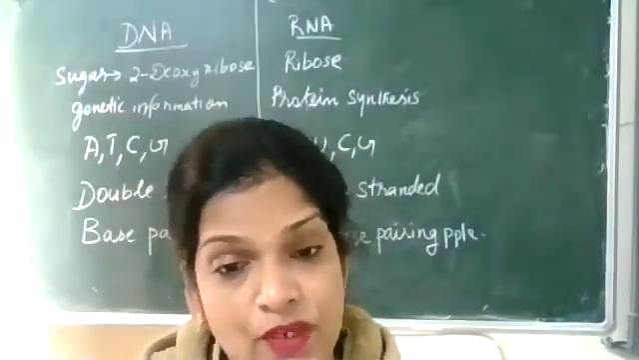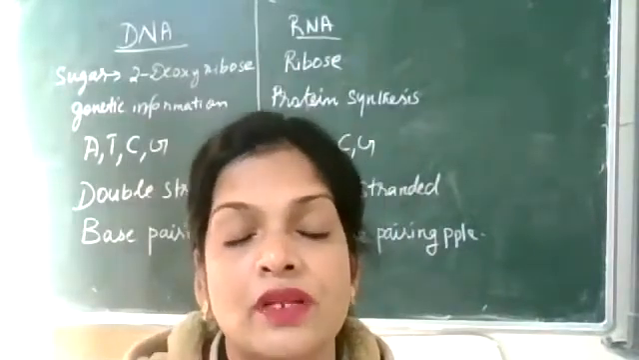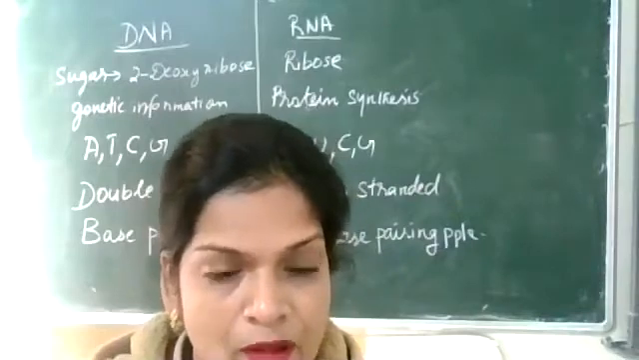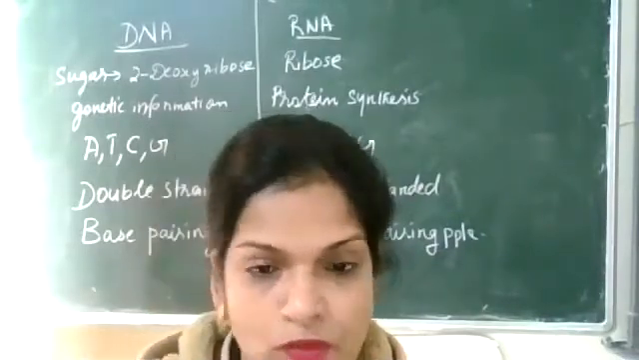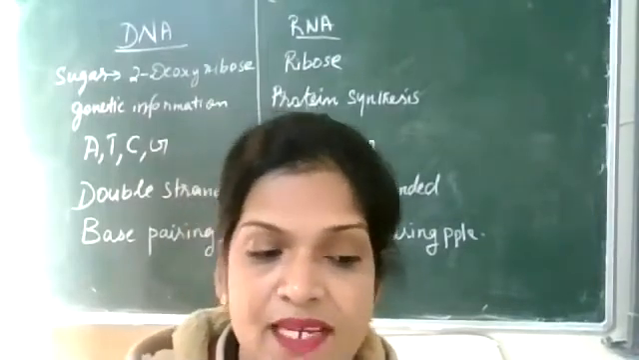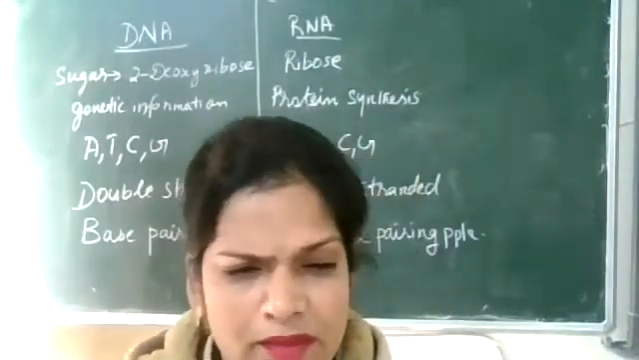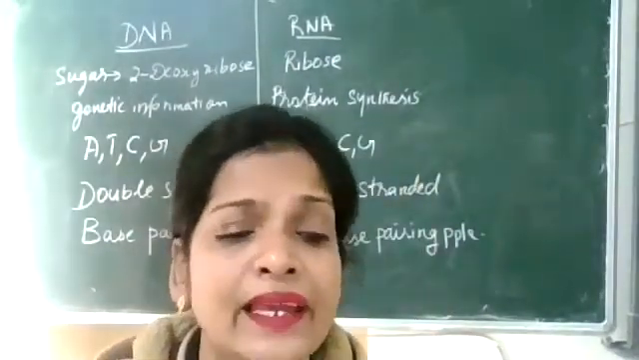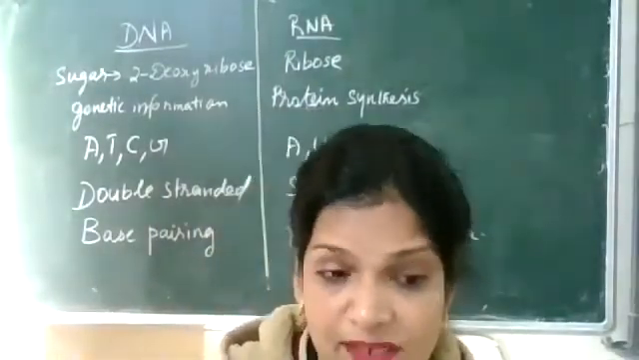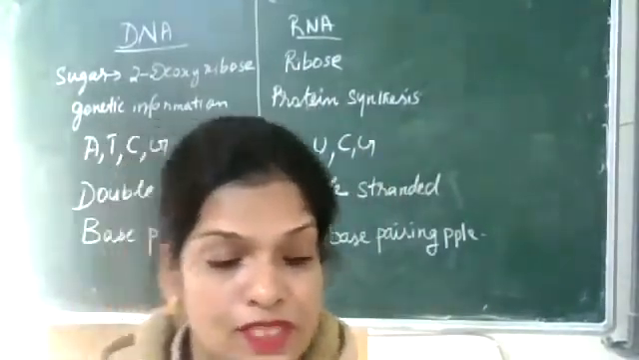What is the primary structure of RNA? Information regarding the sequence of various nucleotides. That is the primary structure. What is the secondary structure? Single-stranded. Sometimes they fold back on themselves to look like a double helix structure, but it is single-stranded.